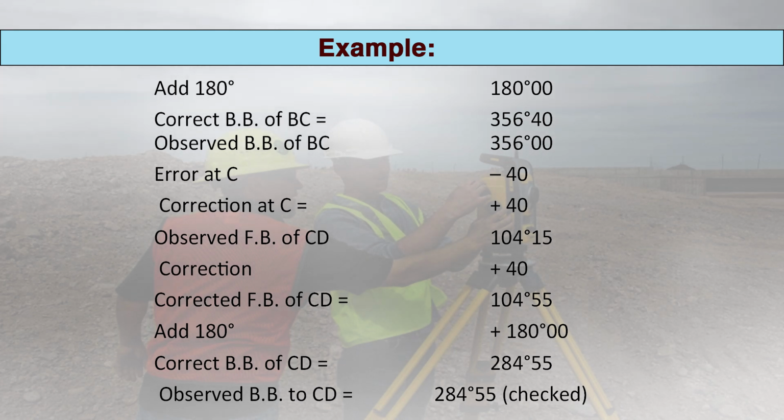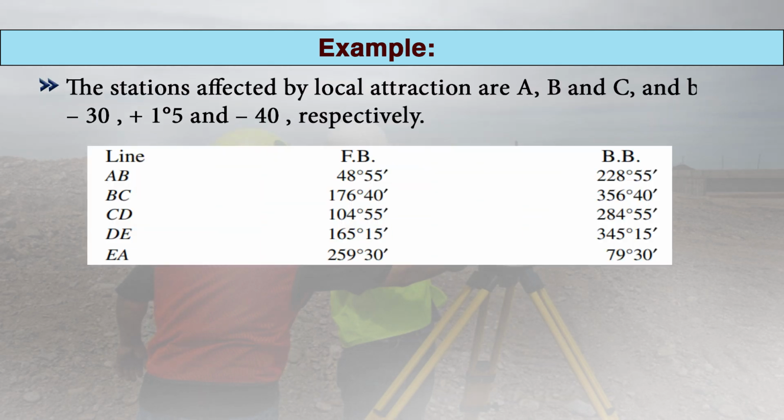We will add 180 degree to it to find the correct back bearing of CD, which is 284 degree 55 minutes. So, the observed back bearing of CD is 284 degree 55 minutes. Hence, you can check it, the correct back bearing is same as the observed back bearing of CD. Hence, the answer is correct. The stations affected by local attraction are A, B and C by minus 30 minutes, plus 1 degree 5 minutes and minus 40 minutes respectively. So, these are the bearings corrected for local attraction as given.